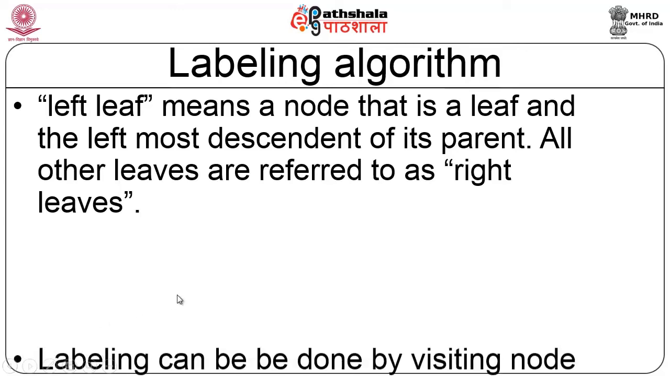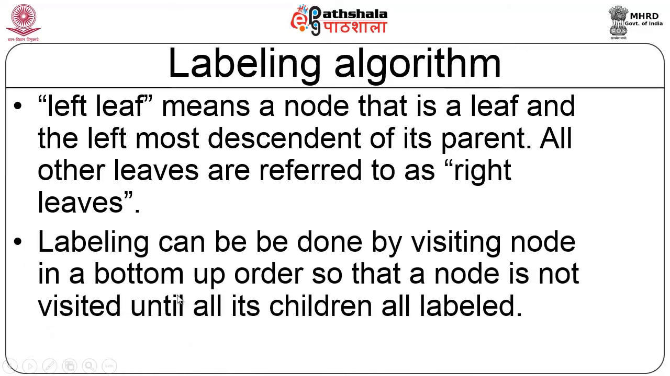Okay, labeling can be done by visiting a node in a bottom up order so that a node is not visited until all its children are labeled. Now it is just a reverse of what the heuristic algorithm basically said, right? So we have to list a particular vertex if its parent is visited. Here I have to label a child and then I have to label its parent. That is, I cannot label a node until its children are labeled. So this is just the reverse of the earlier one.